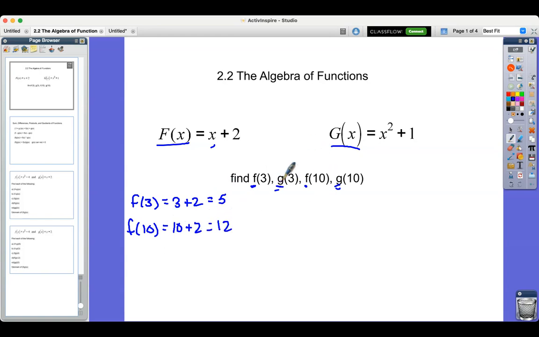Now it switches up here. G of 3. Should we get the same answer? We'll see. So g of 3, we're replacing the x. So now we have 3 squared plus 1, which gives us 10. And then g of 10, same thing. We're replacing the x with a 10. So it's 10 squared plus 1, which equals 101. Simple enough. When you're given a function with a number, the letter in front tells you which function to use. The number inside tells you what to replace the x's with.